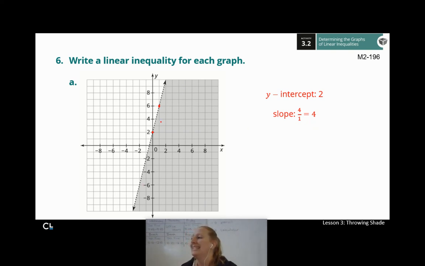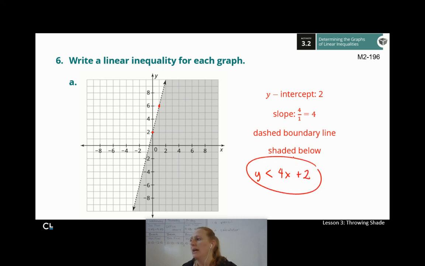I notice it has a dashed boundary line. I notice that it's shaded below. I think we have everything we need. Since it's shaded below and dashed, I know it's y is less than whatever else I have going on over there. For my mx plus b, we know the slope is 4. We know the y-intercept is 2. Hooray!